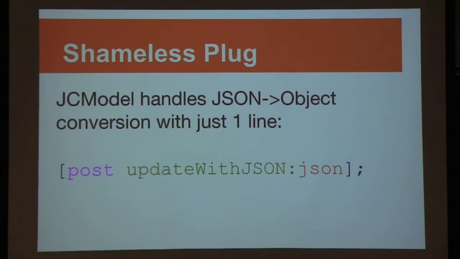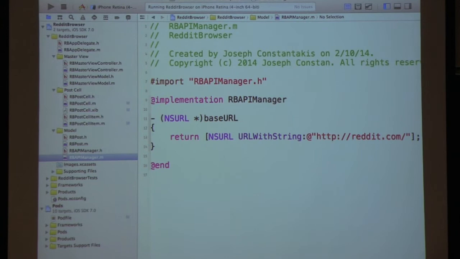So it just allows that conversion in one line: update with JSON. I actually changed the API recently, so it updates your dictionary. What it does is it goes into your class, looks at the names of your properties, and then automatically assigns the JSON to the object. If the names aren't the same, then you can specify them from a dictionary, a plist, a mapping, things like that. So that's that. Let me show you what that looks like in code if you guys aren't following along.